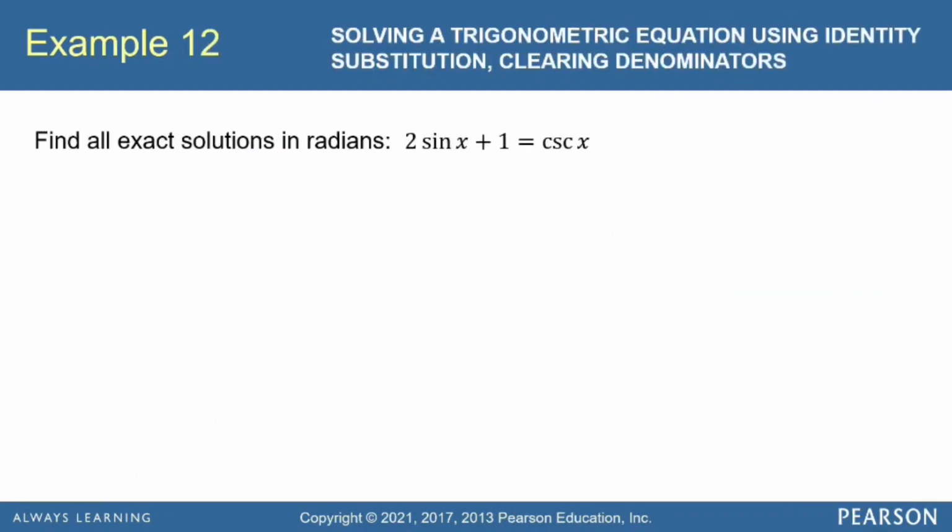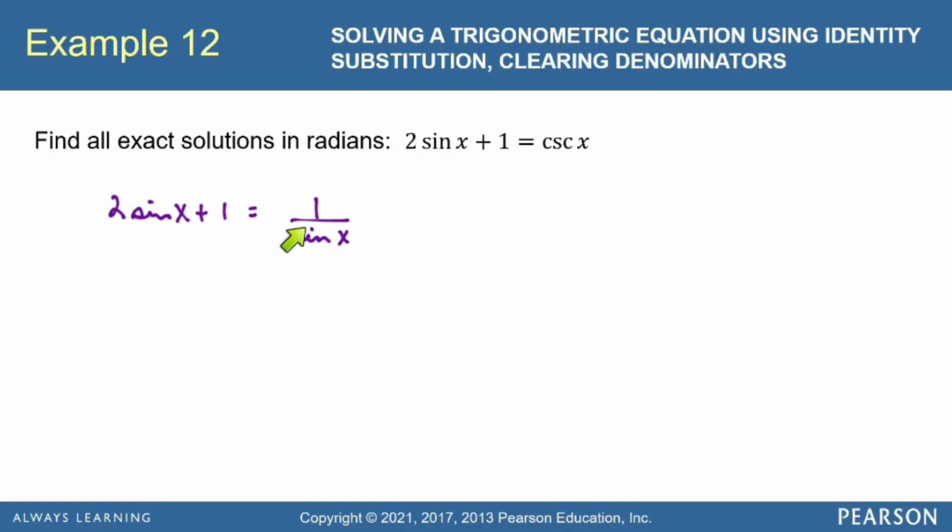And here we are at example 12. This one says, find all exact solutions in radians. 2 sine x plus 1 equals cosecant x. Well, again, notice that we have 2 different trig functions and they cannot be separated by factoring because they are in terms that have nothing in common. So what we're going to do is use a reciprocal identity to restate cosecant of x as 1 over sine x. So that would give us 2 sine x plus 1 equals 1 over sine x.